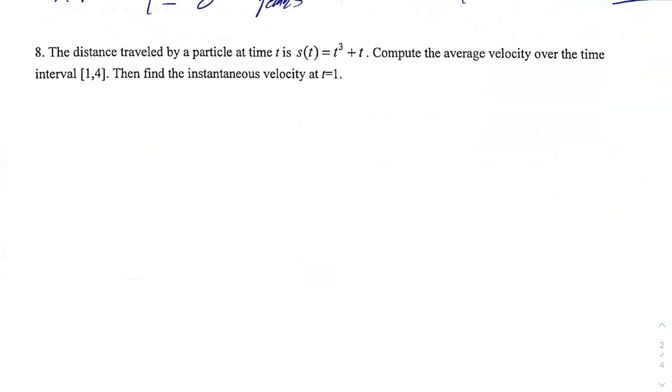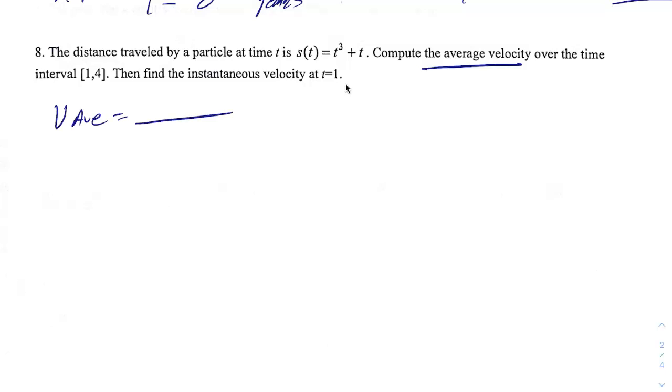Number 8. The total distance traveled by a particle at time t is given by this. Compute the average velocity over the time interval 1 to 4. Find instantaneous velocity at t equals 1. So first, let's do it. They want the average velocity. So average velocity, right? It's just the slope.